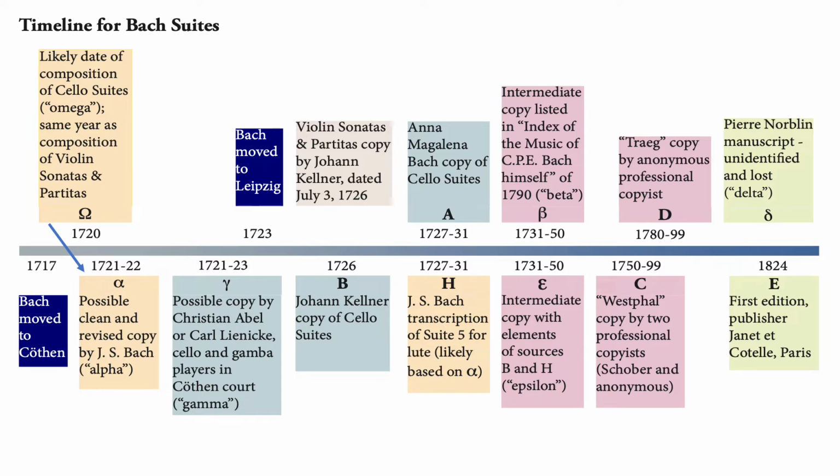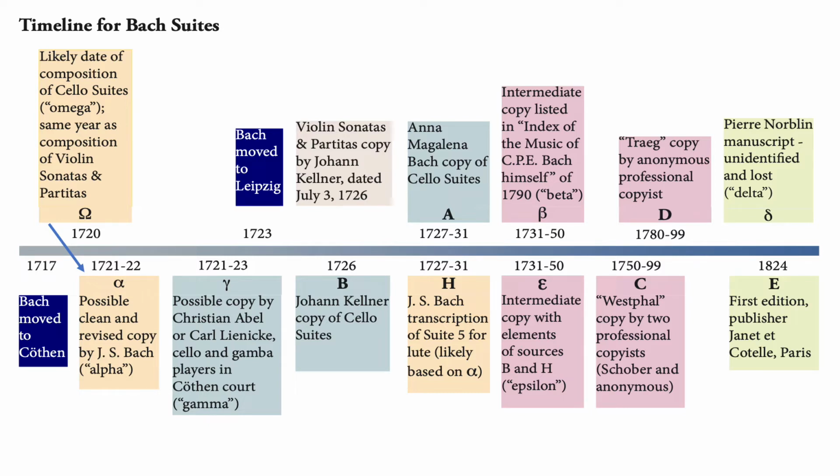We know for sure that in 1720 Bach wrote the sonatas and partitas for violin, and it is likely that this was the same time when Bach wrote the cello suites. It was his usual procedure to write out a clean copy, where he often made some revisions, additions, and corrections. You can see the arrow from omega to alpha, both being manuscripts that are lost.